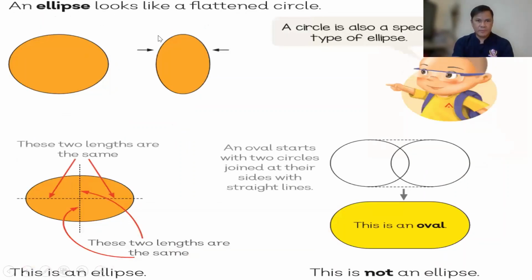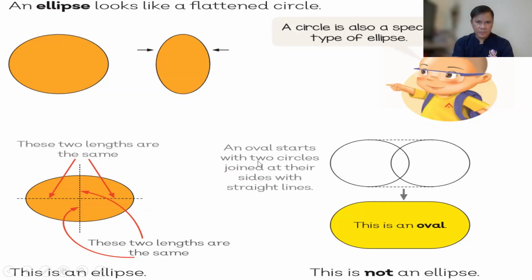An ellipse looks like this. This we call an ellipse. A circle is also a special type of ellipse. So these 2 lengths are the same. These 2 lengths are the same. So if you look at the lengths of this ellipse, they have the same length.